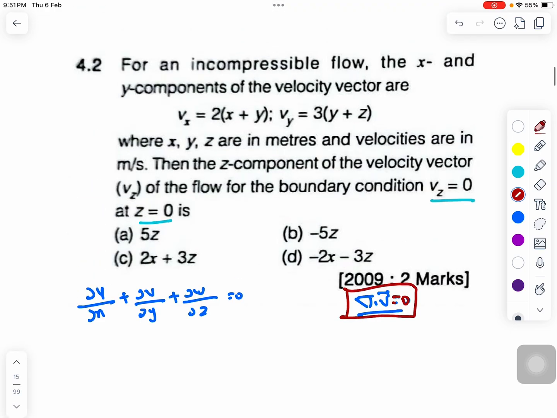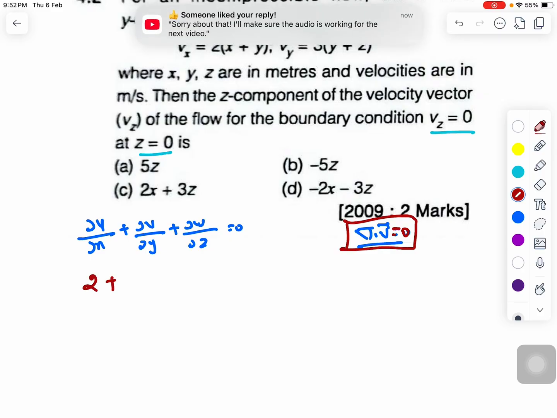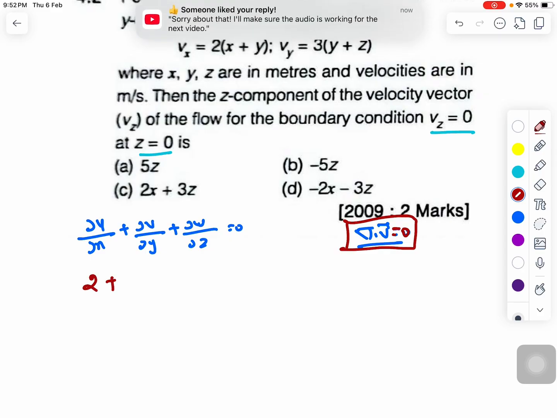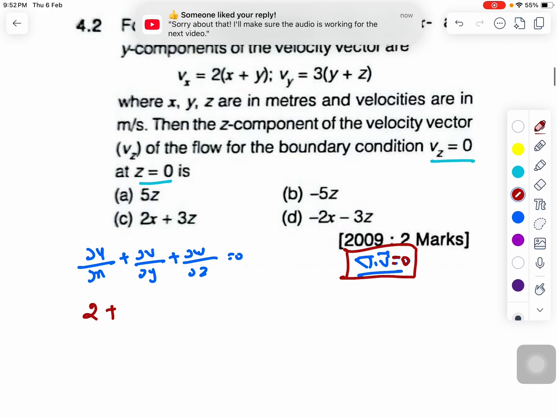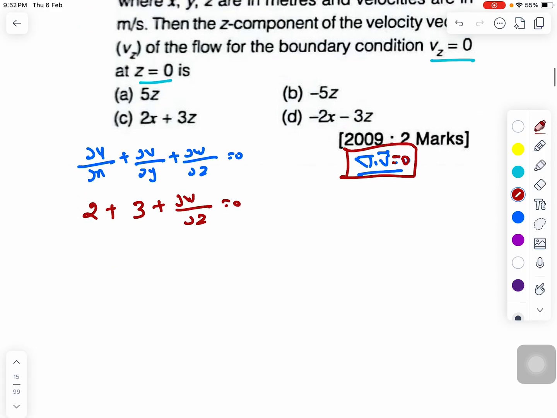Now the u vector is given, that is u is vx and v is vy. So del u by del x will be equal to 2 plus ... and del v by del y will be equal to 3 plus del w by del z will be equal to 0. So del w by del z will be equal to minus 5. So w will be equal to minus 5z plus c.